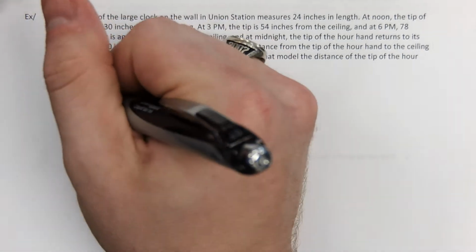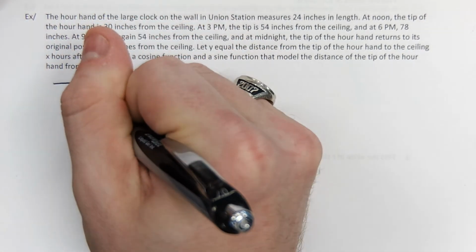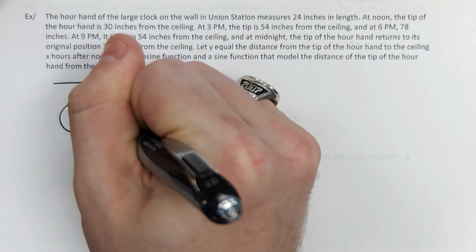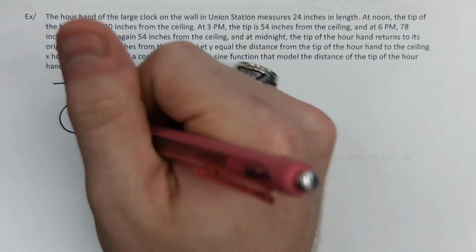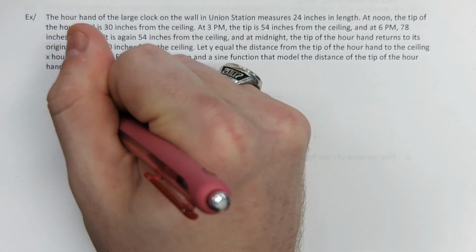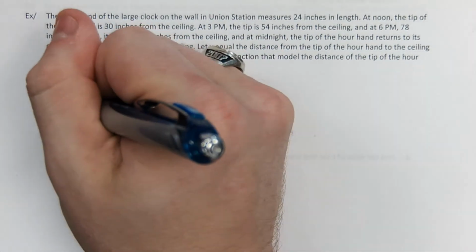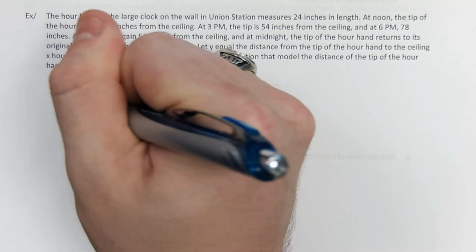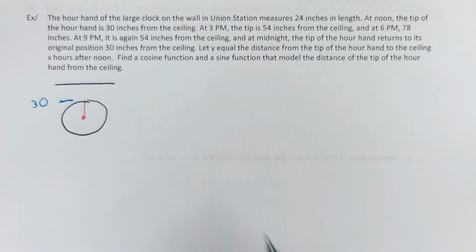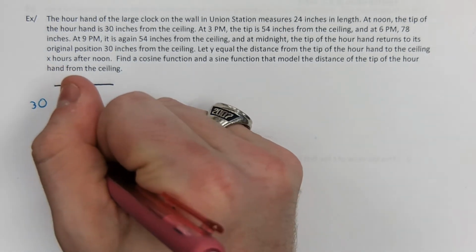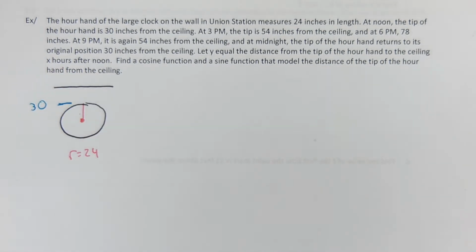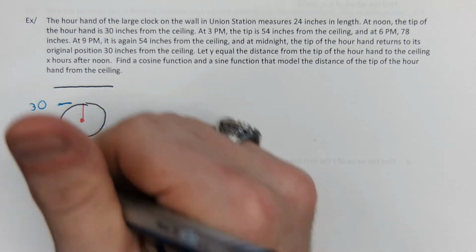Okay, I'm just going to go ahead and start drawing this picture. We got the ceiling. We've got a clock. We know at noon, it's going to be pointing up because that's where noon is. And we know that this number is 30 inches from the ceiling. And it says that the hand itself is 24 inches. That means the radius is 24. Then what's its minimum going to be?